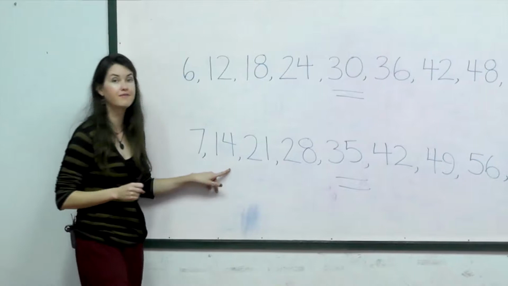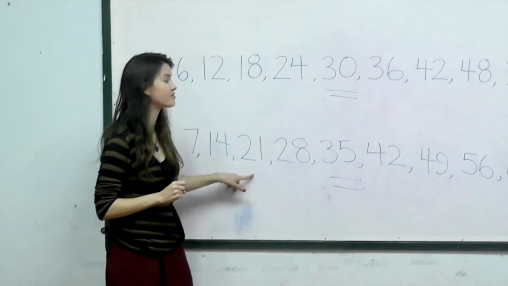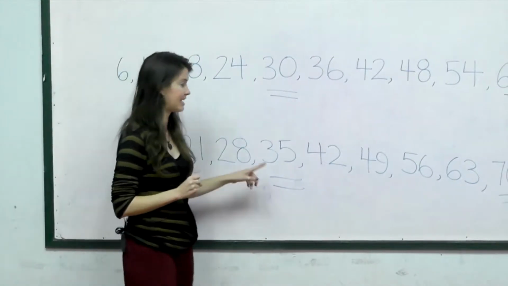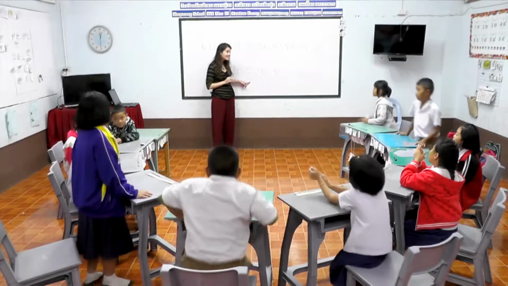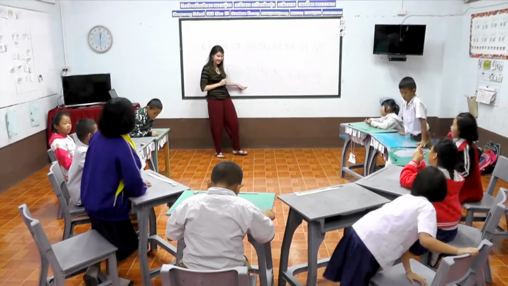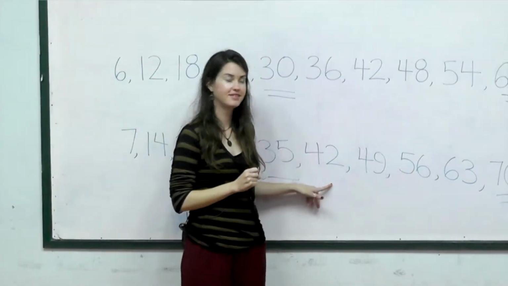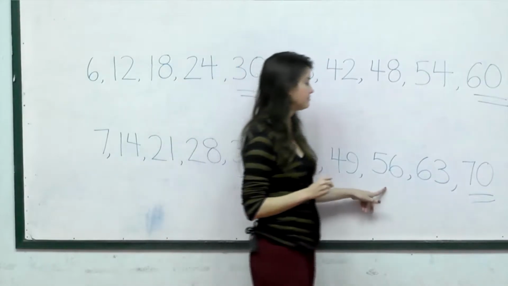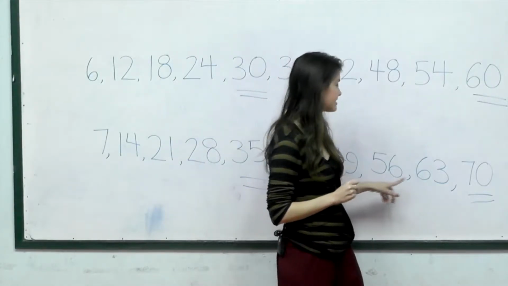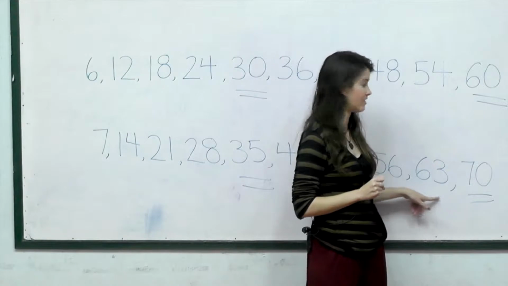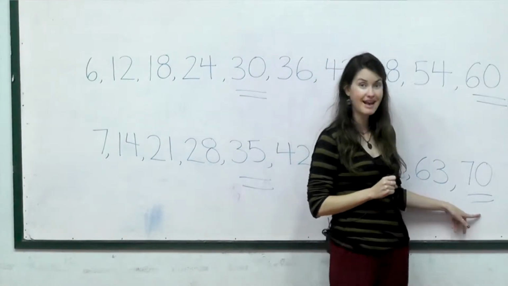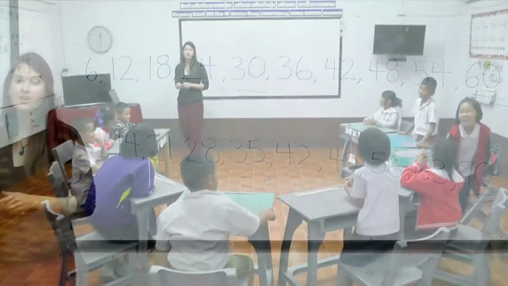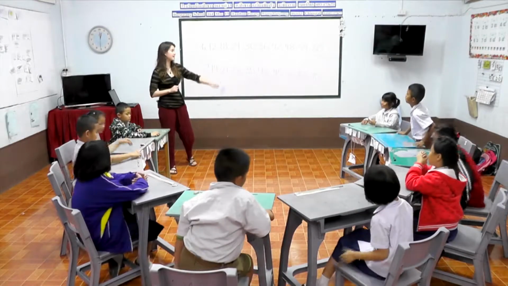Here we go. 7, 14, 21, 28, 35, 42, 49, 56, 63, 70. Good. Okay, we're going to do our numbers this way this time, too.